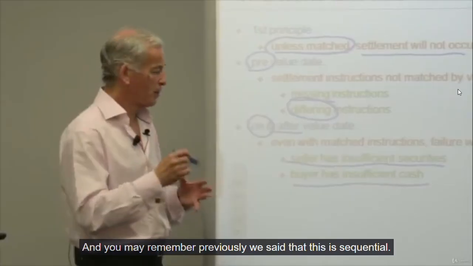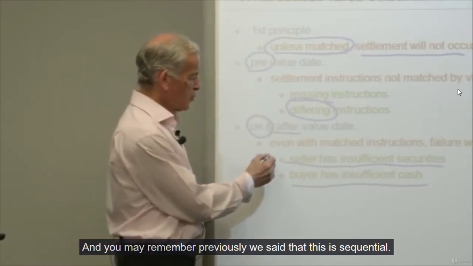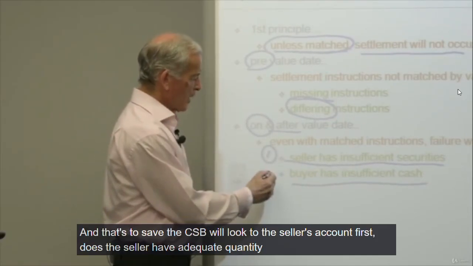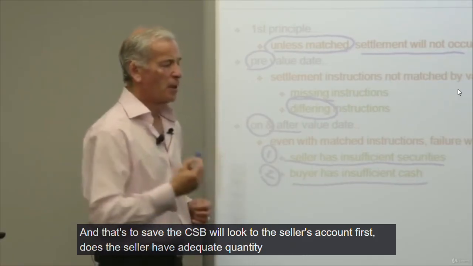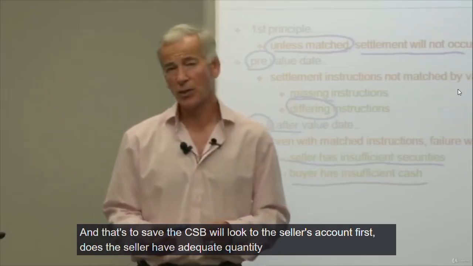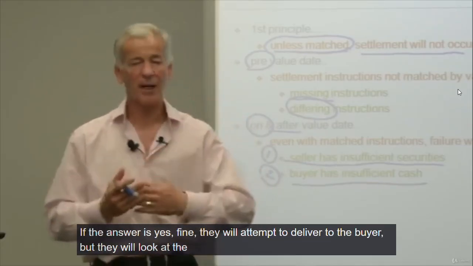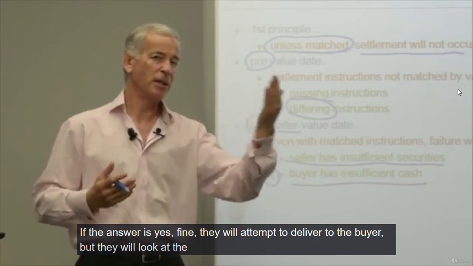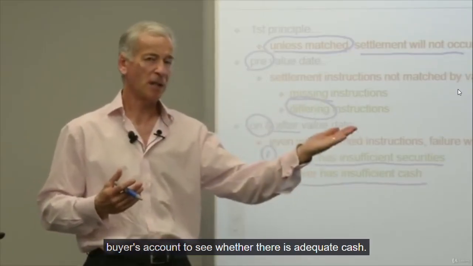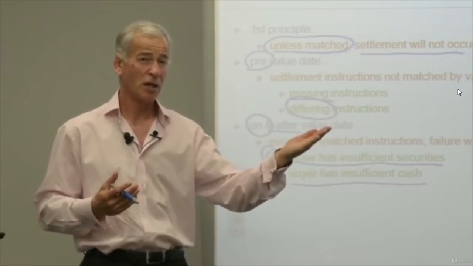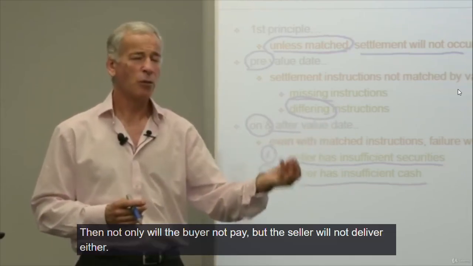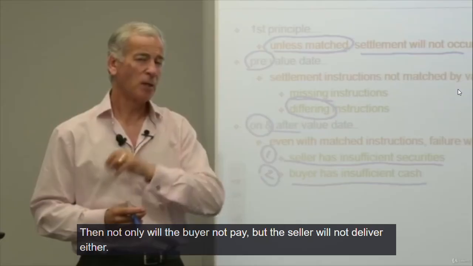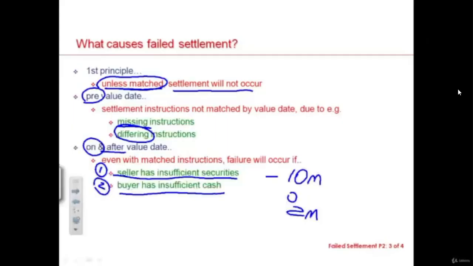And you may remember previously we said that this is sequential. This is 1 and that's 2. So the CSD will look to the seller's account first. Does the seller have adequate quantity of securities? If the answer is yes, fine. They will attempt to deliver to the buyer, but they will look at the buyer's account to see whether there is adequate cash. And if the answer is yes, settlement will occur. If the answer is no, then not only will the buyer not pay, but the seller will not deliver either. Failed settlement would result.